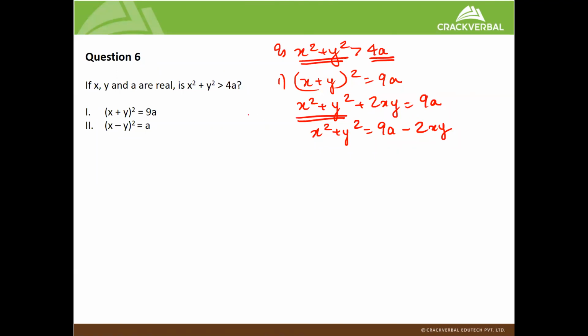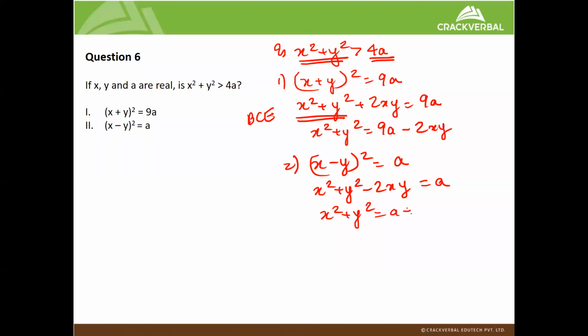So clearly the first statement is insufficient. It's very easy to eliminate the first statement. The second statement tells me x minus y whole square is equal to a. So x square plus y square minus 2xy is equal to a. So x square plus y square is equal to a plus 2xy. Again, I don't know whether a plus 2xy is going to be greater than 4a or not, right? For that, again, I would need information about what values a, x and y take. So out goes B. So it's very, very easy for me to eliminate the statements individually, okay?